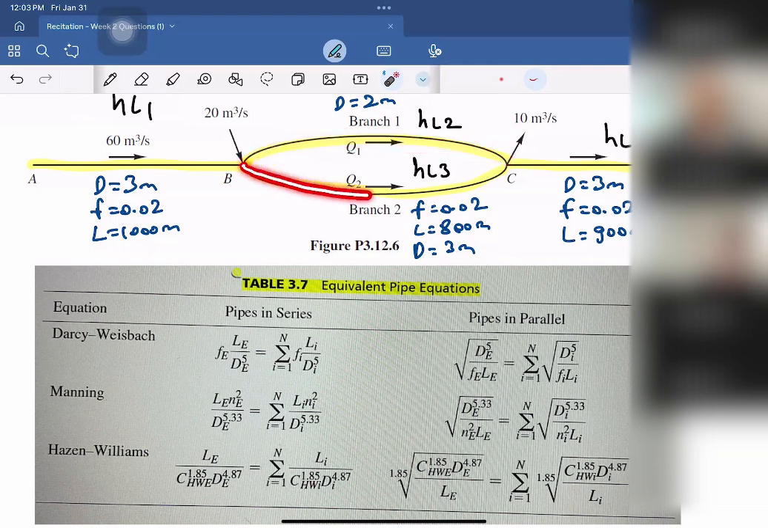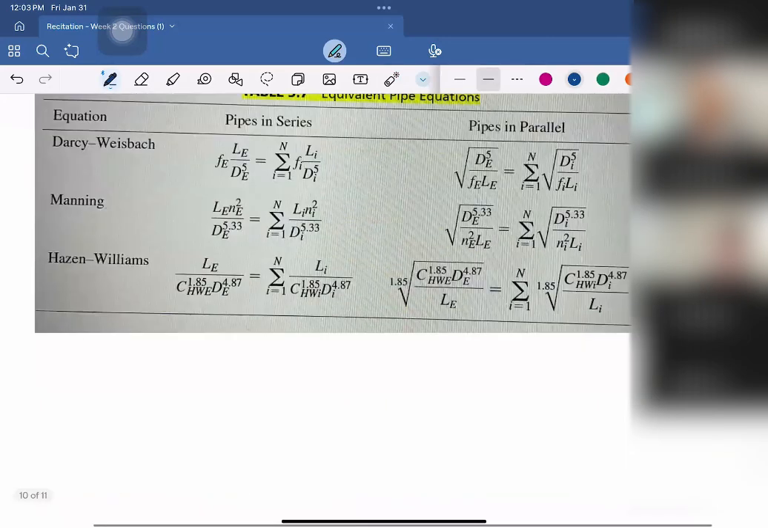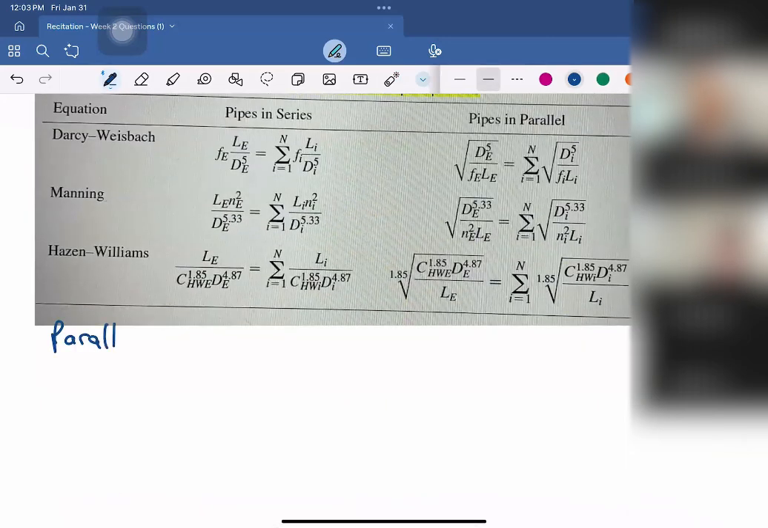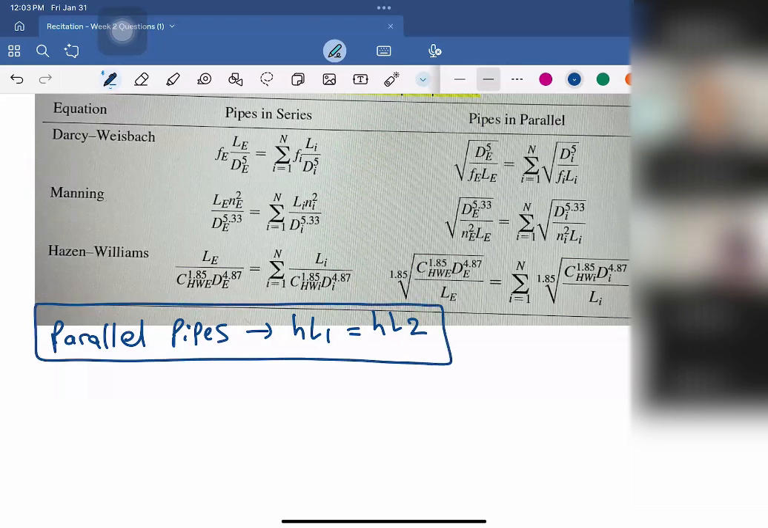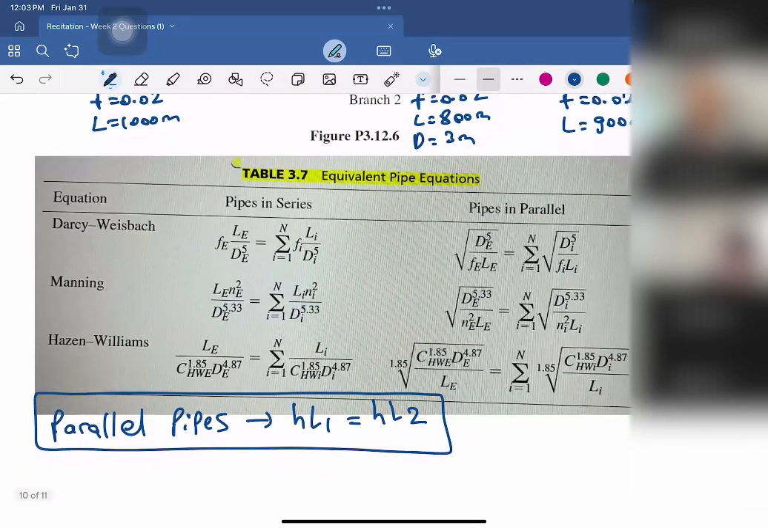Or if we go from here to this point, again, we will have the same pressure drop or same head loss. So it is important to know that for parallel pipes, head loss 1 is equal to head loss 2. This will help you to solve questions, because without knowing that information, it may be impossible to solve. So knowing that, we can move forward.